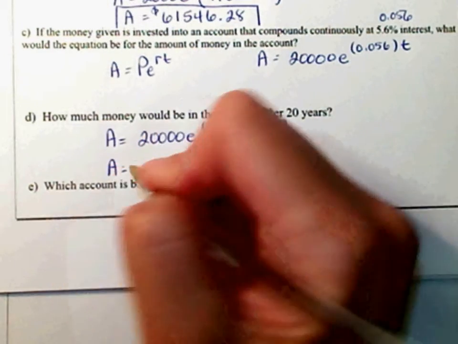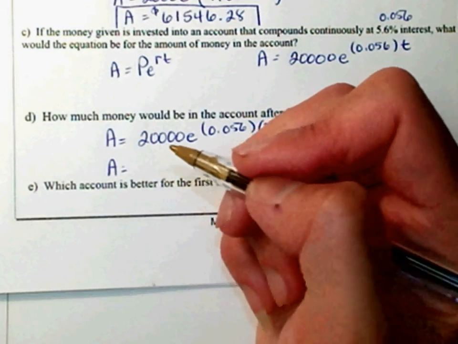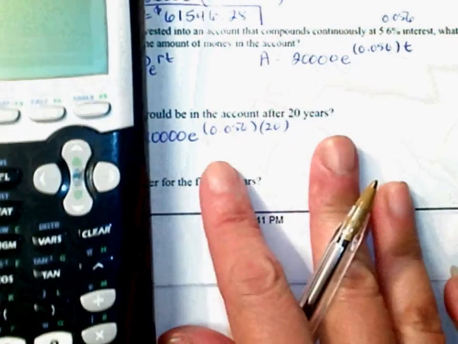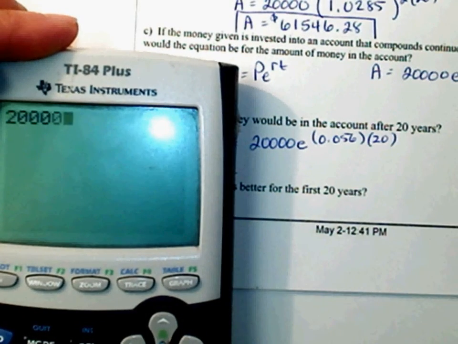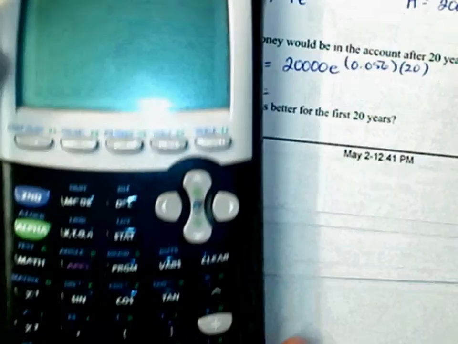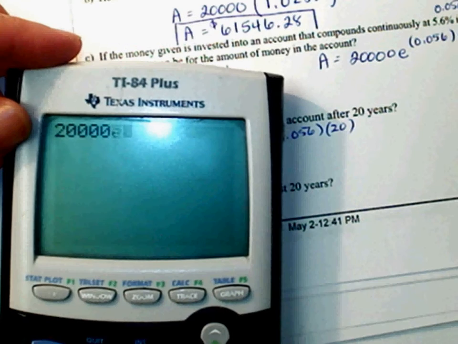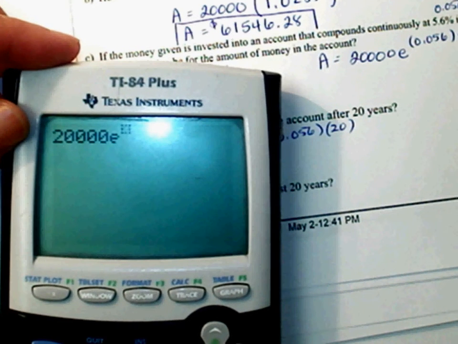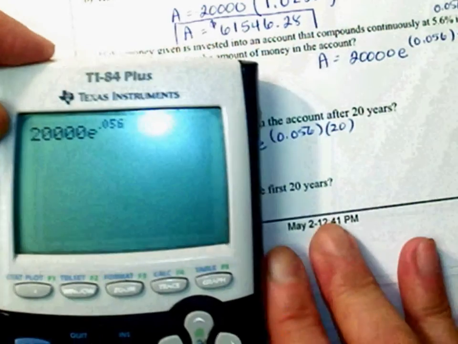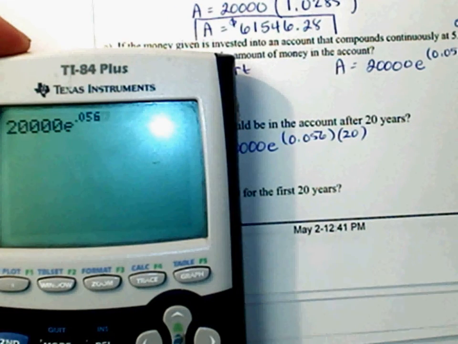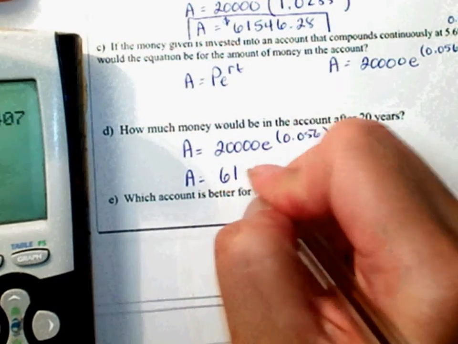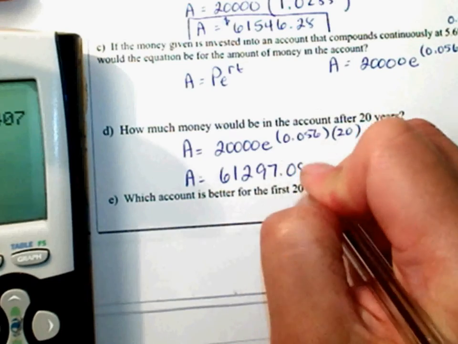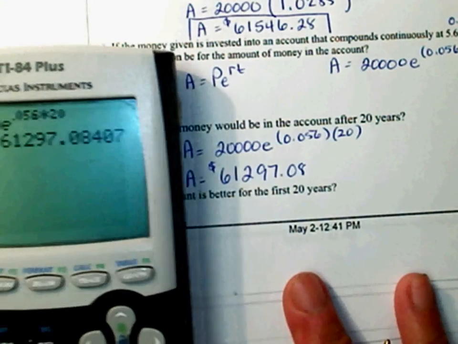So let me show you how to do that. I got the TI-84 now. So here we go. You can type all that into your calculator just like you see it. So 20,000, okay? There's your E right here. The E is right above the division sign, so you can use second E raised to 0.056, okay, times 20. So that will give you $61,297.08. So you can type all that into the calculator.